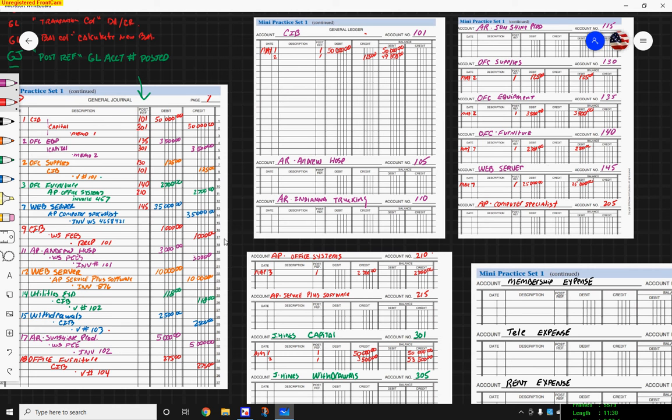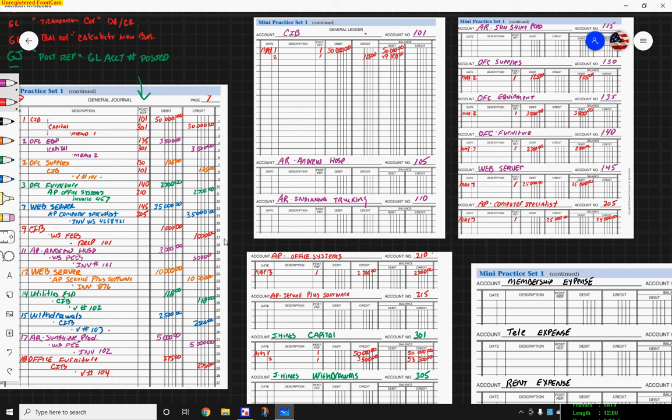Now, accounts payable, computer specialist. Well, it's going to be over here. The date of the transaction was May 7. Came from journal page number 1. It was an increase of debt by $25,000. And no previous balance to speak of, so $25,000. Go back to the general journal and put the account number posted, 205.